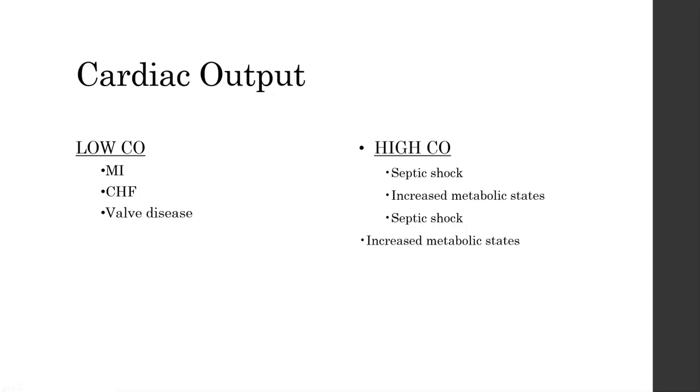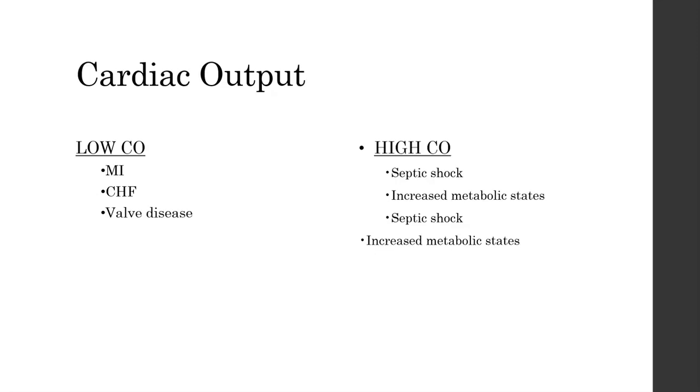Okay, so cardiac output. We've got a low cardiac output, which could be from an MI, CHF, or valve disease. And then we've got a high cardiac output, which a lot of times is caused by septic shock and increased metabolic states. Septic shock again, sorry, that's definitely a typo, it was copy and pasted twice. So, septic shock and increased metabolic states.